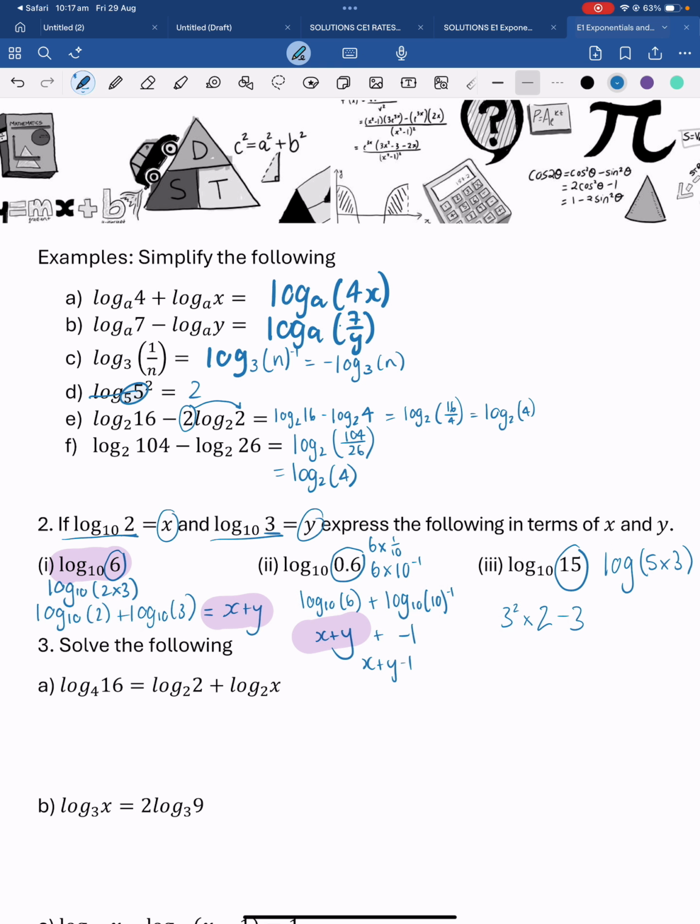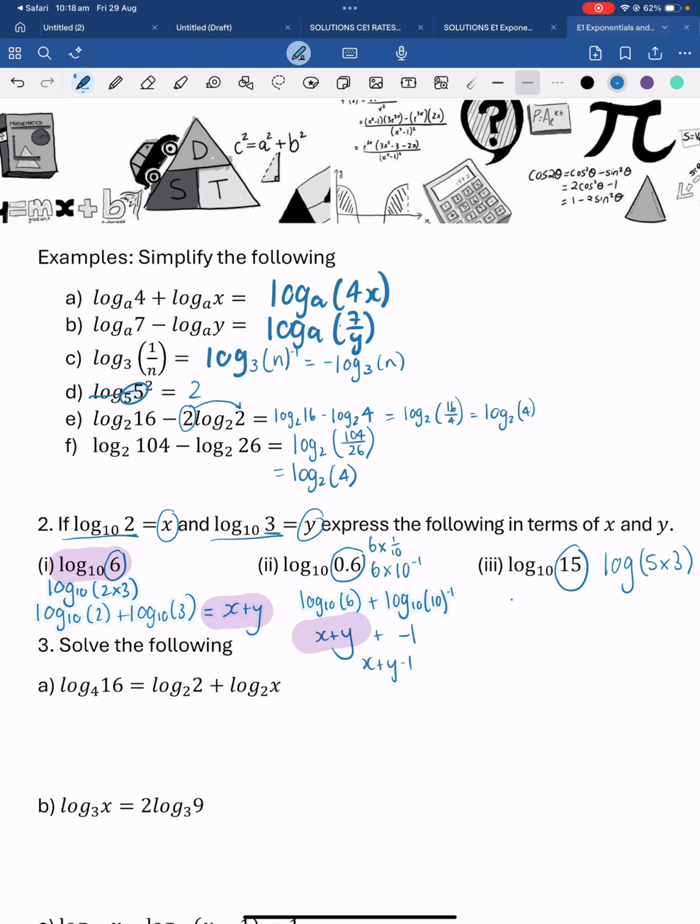Tough question. Okay, so what that's saying is that log 10 of 15 is equivalent to log 3 squared times 2 minus 3. I don't think this is going to work out very nicely for us. No. Okay, well, I'll have another think about this before I put the solutions in on OneNote. So you might be looking at something better here.